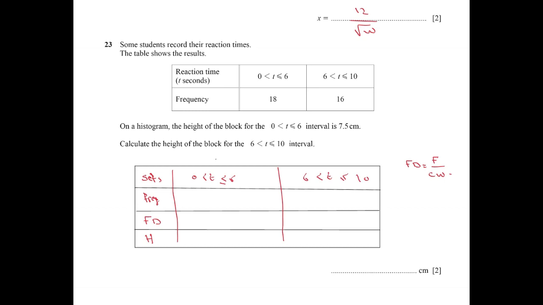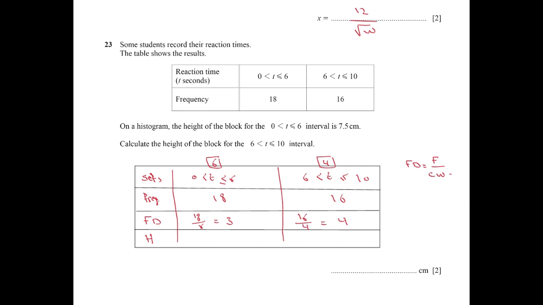From 0 to 6 the class width is 6. Between 6 and 10 the class width will be 4. Frequency 18 and 16. Frequency density equals the frequency over the class width. It means the frequency density is equal to 18 over 6, which is equal to 3. And the frequency density here is 16 over 4, which is equal to 4.